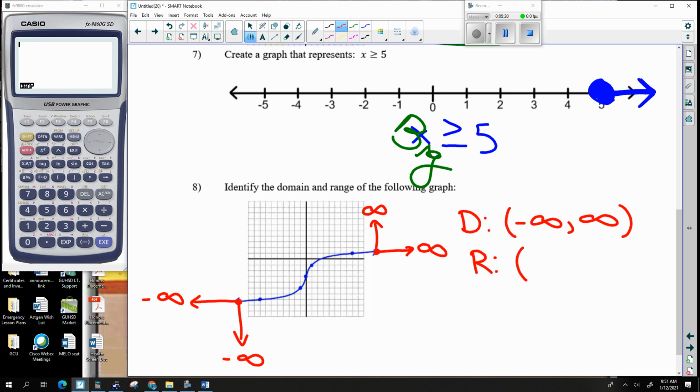The range, bottom to top. The bottom is negative infinity. The top is positive infinity.